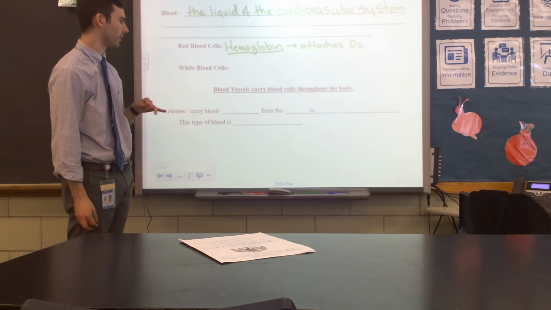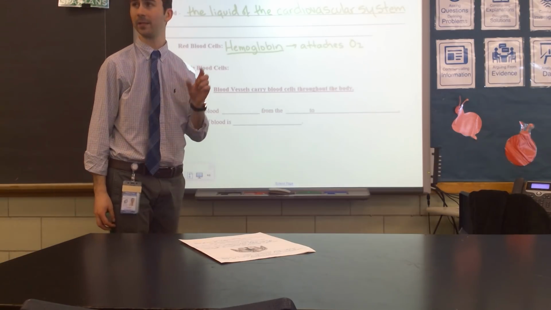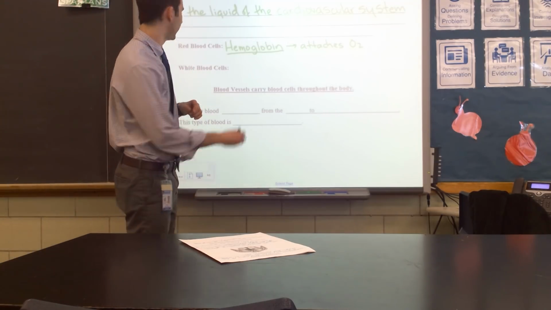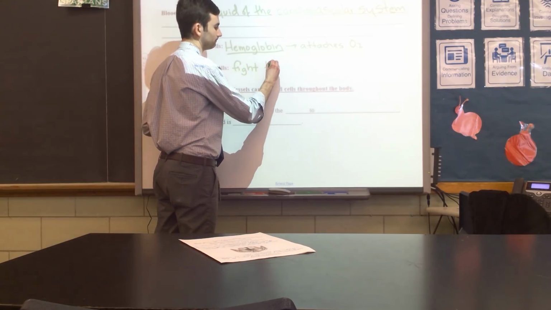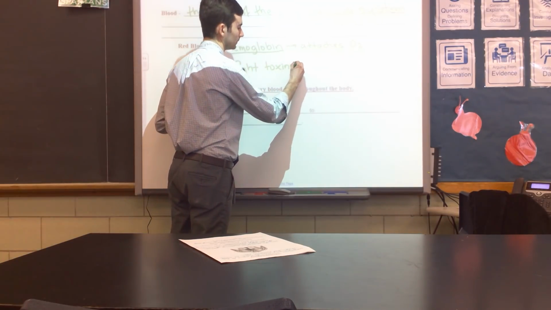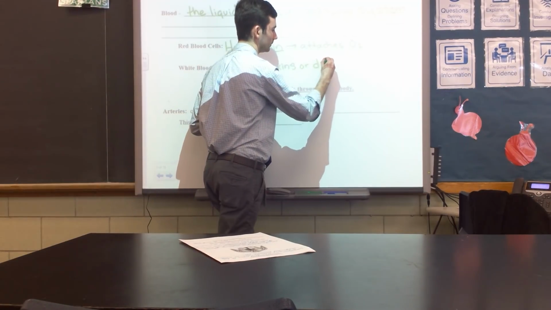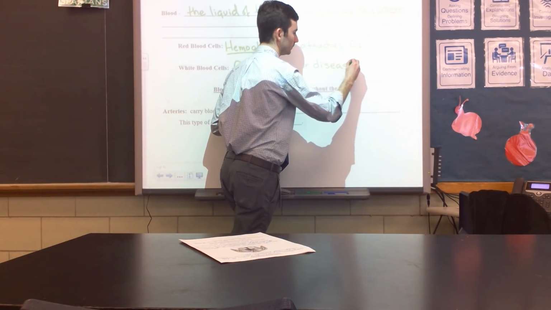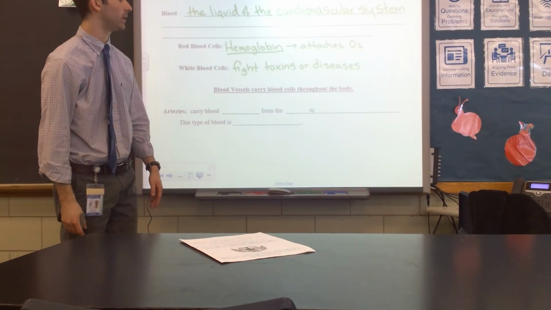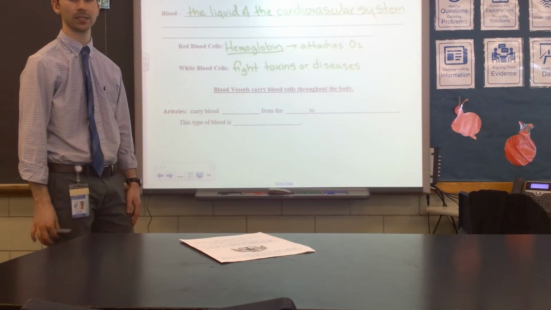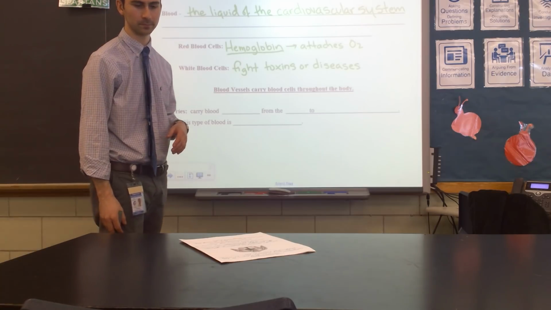There's another type of blood cell called white blood cells. These white blood cells have a little bit different of a function. They're going to fight any toxins or diseases. So there's actually these two types of cells, and they are just floating around in your blood, performing necessary tasks for you to be healthy and survive.